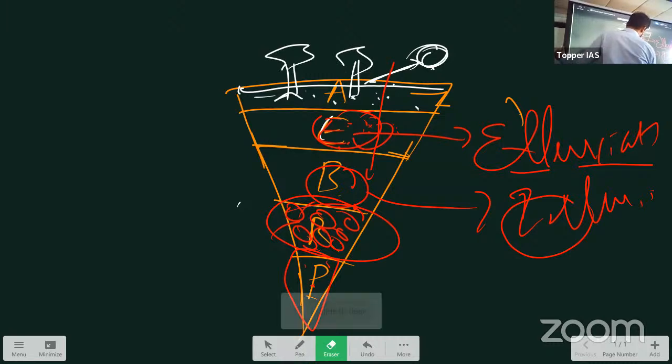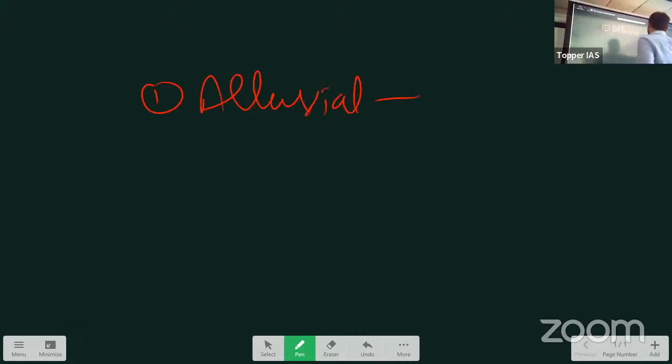Understood? This is the soil profile. Now in India there are different types of soils. Number one, alluvial soil. Where is alluvial soil found? Northern plains. I already told you, new alluvial and old alluvial, Bangar and Khadar.